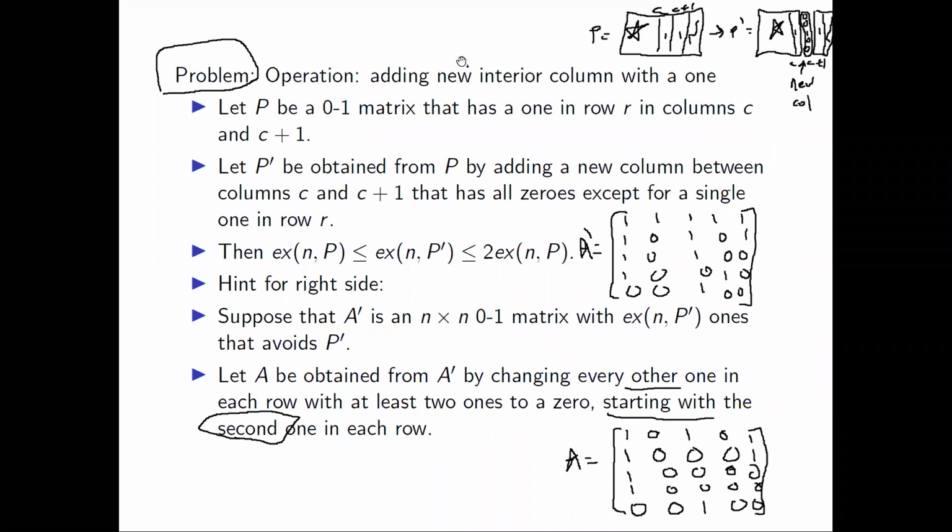So see if it's possible to use this construction from A prime to A to show that this upper bound, the one on the right, is true, using some similar logic to what we did on the previous slide.